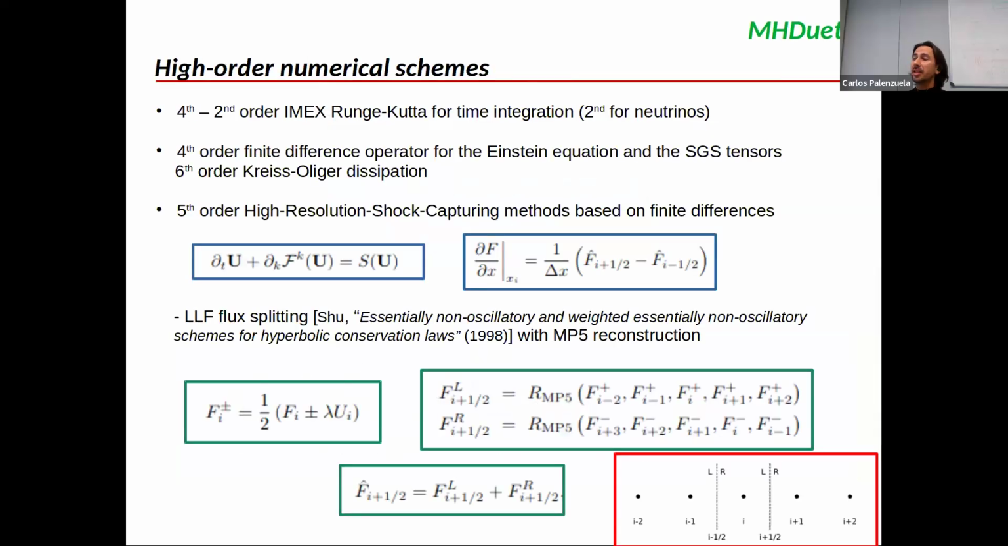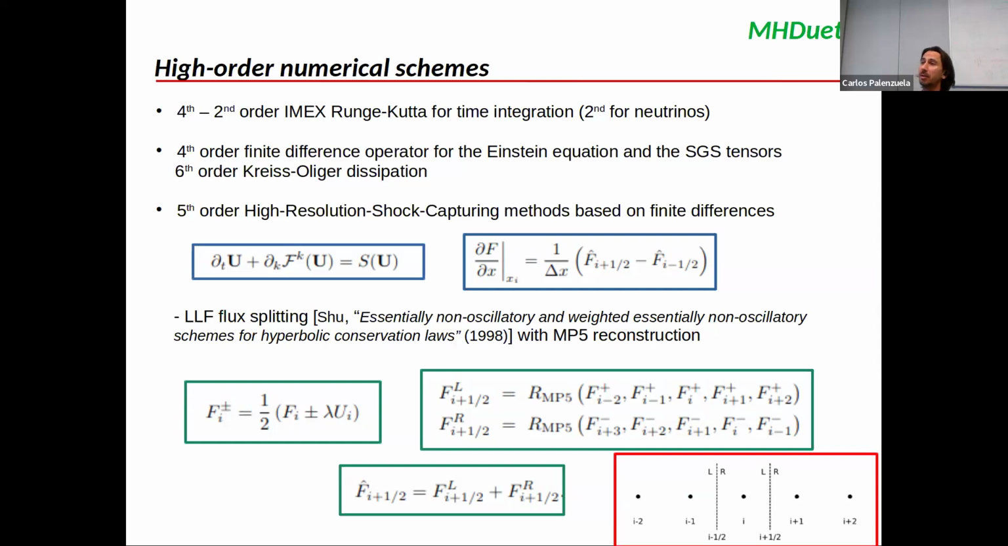And an important thing is that it uses high order numerical schemes. We are using a fourth and second order IMEX Runge-Kutta, that is fourth order for the explicit part, and second order for the neutrinos that are the implicit part. We also use fourth order finite difference spatial operators for the Einstein equations and the subgrid scale tensors with sixth order Kreiss-Oliger dissipation, and with fifth order high resolution shock capturing methods, which are based on finite difference.